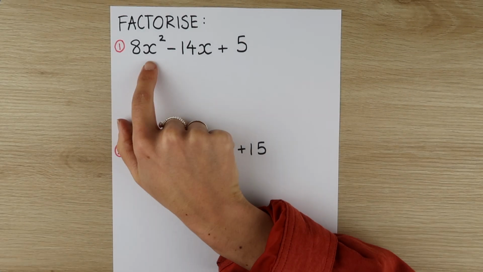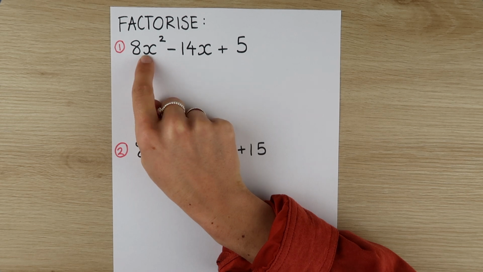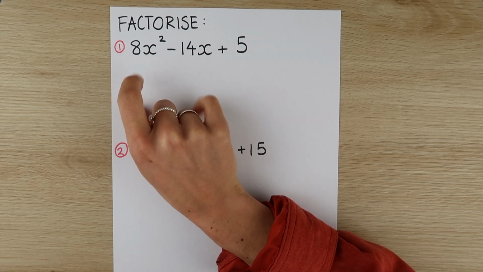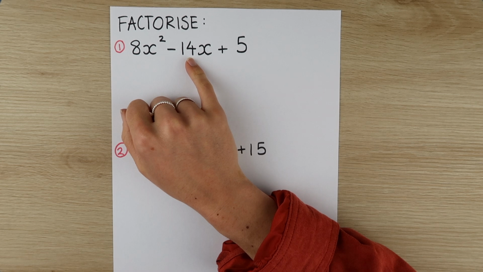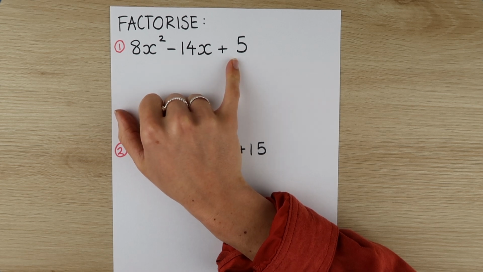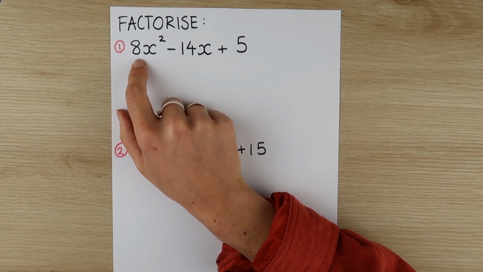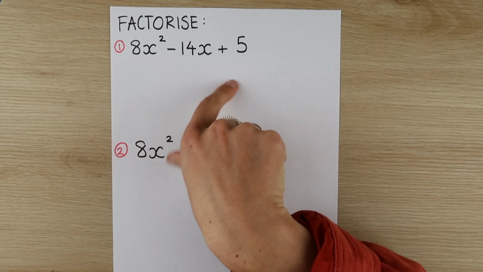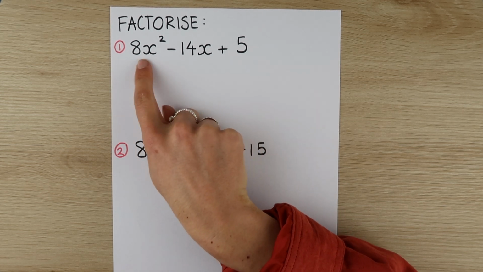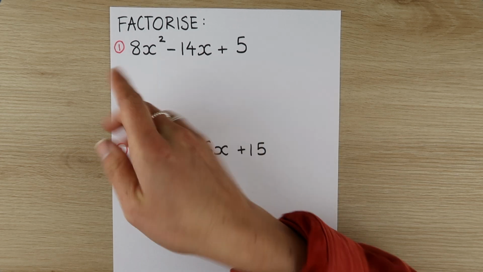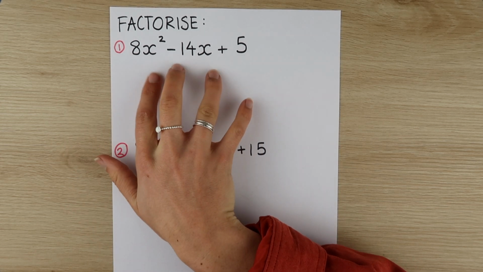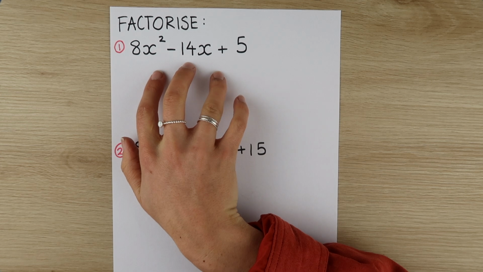So in this example, I've got 8 out the front of my x squared, I've got negative 14 out the front of my x, and 5 as my constant. Normally, we would ask ourselves, is there a common factor between these three terms? And there isn't, which means that I've got to factorise it in the form that it is now.